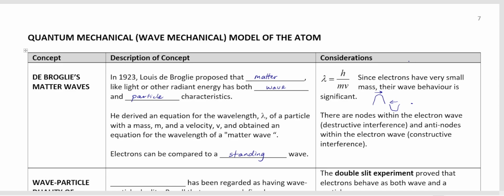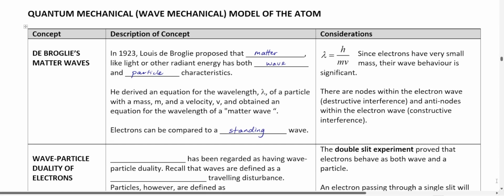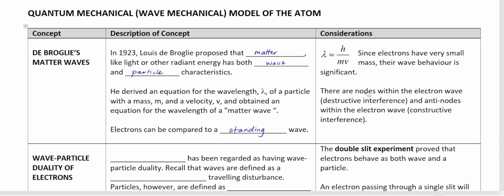That's destructive interference. There's also areas of antinodes, and that's where you have constructive interference. That's where you have a supercrest meets another supercrest, and they overlap and they double in amplitude. So when they overlap, they actually double like that. That's called an antinode, or constructive interference. The same thing can happen with a supertrough. I just chose to use a supercrest there. So this is the important thing that you need to know: electrons have nodes and antinodes because they are waves.